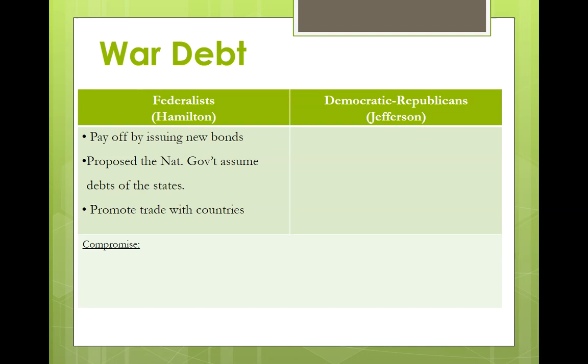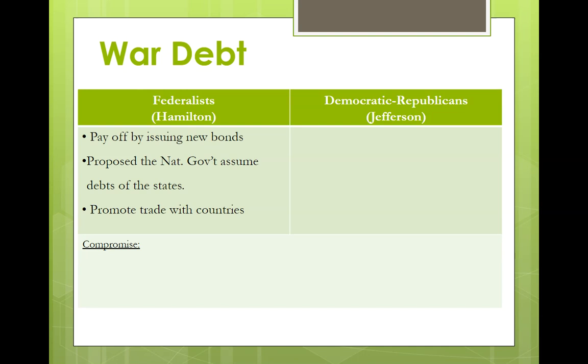The Federalist plan was to pay off this debt by issuing bonds. Remember, a bond is something that you could buy from the government. In return, it grew with interest, and after a certain time, you could get that money back as well as the interest that it earned.